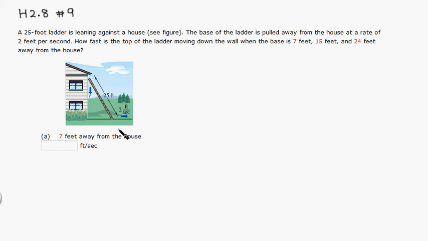Okay, let's go over homework 2.8, number 9. A 25-foot ladder is placed against the house. Then you're pulling the base of the ladder away from the house.